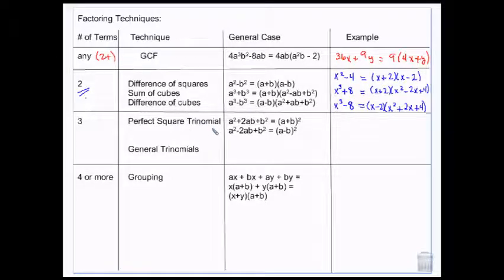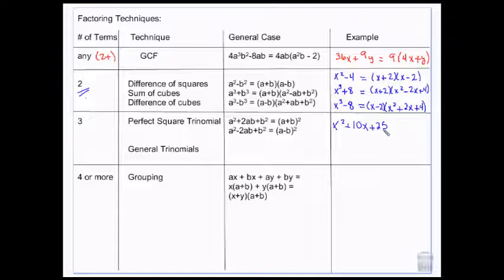Perfect square trinomials follow a pattern where you have the square root of the first, the square root of the last, and then that middle term is those two things multiplied together times 2. So x squared plus 10x plus 25. This is a perfect square.